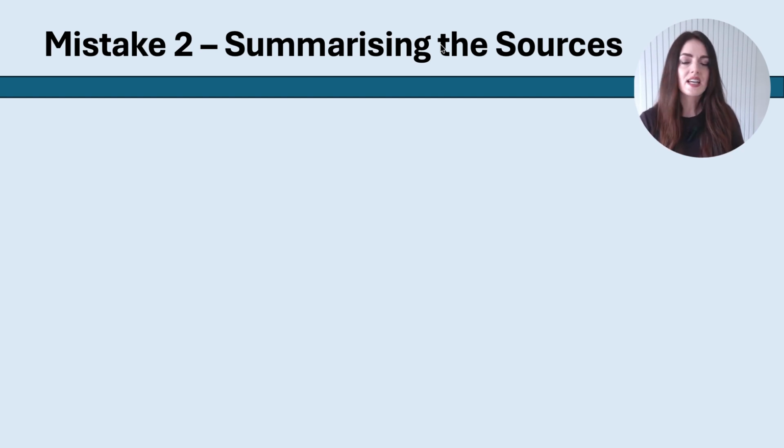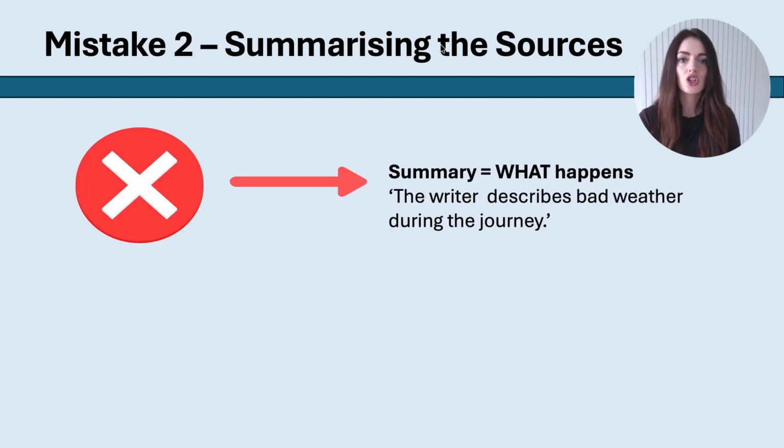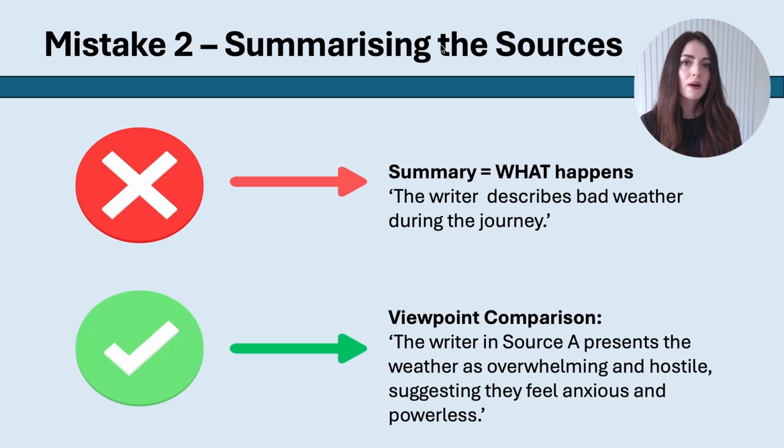That's summary. It's just retelling the events. It doesn't tell us what the writer thinks, how they feel, or what perspective they have. But question 4 is not asking you to retell the source, it's asking you to compare. You need to think about what attitude the writer has towards the experience. So instead of asking what's happened, you should be asking yourself, how does the writer feel about what's happening?